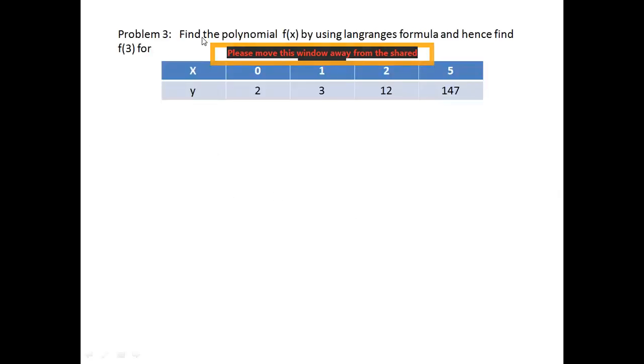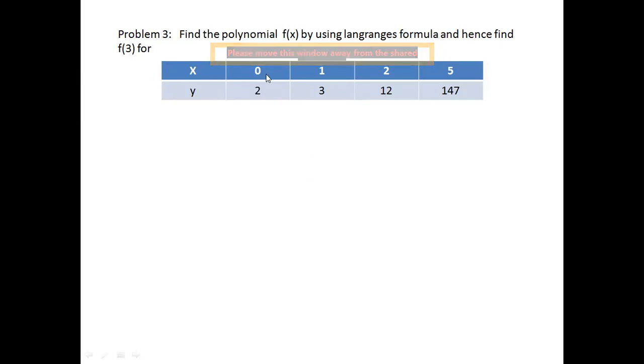Sometimes the problem will be of this type: find the polynomial f of x by using Lagrange's formula and hence find the value of f of 3. Here they ask you to find f of 3, but you can't find it directly. If you directly find it, they won't give full marks because the question asked is to find the Lagrange's polynomial first. So as in the previous problem, first you have to find that curve. After that you put x equal to 3. If the question is only to find f of 3, you can directly find it. But if it says find the polynomial first, you have to get the polynomial first.